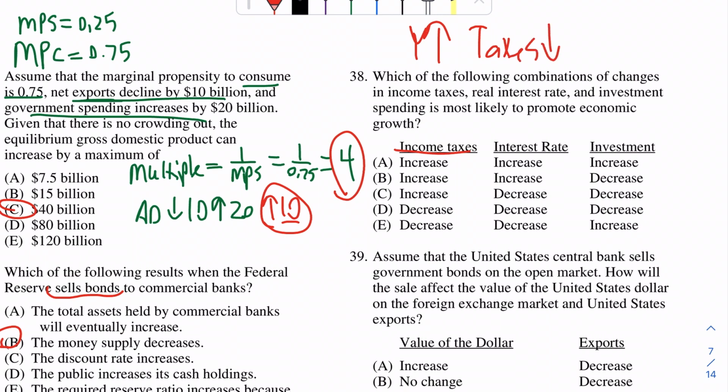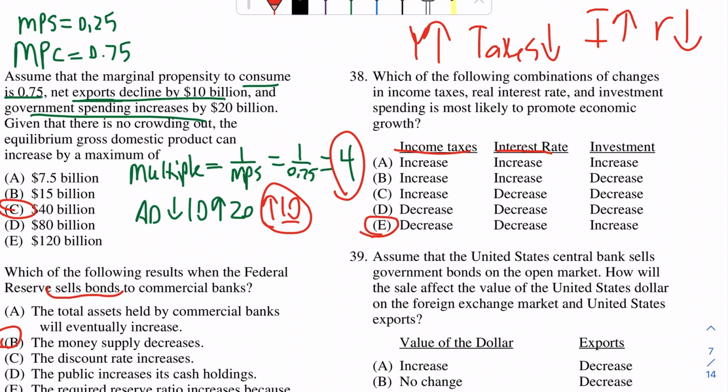Now, if we want more output, what needs to happen to interest rates? Well, if I want more output, I want investment to go up. How can I make investment go up? Interest rates have to go down. So therefore, 38 is E.